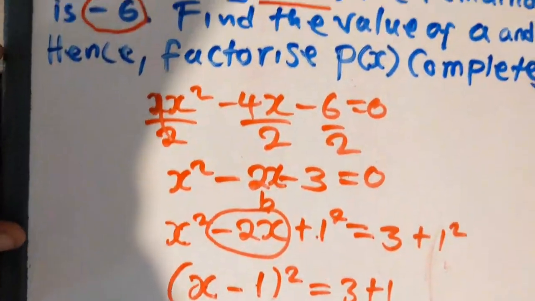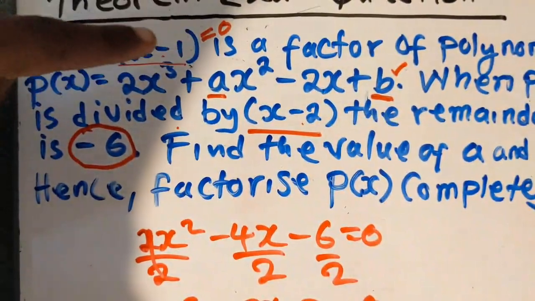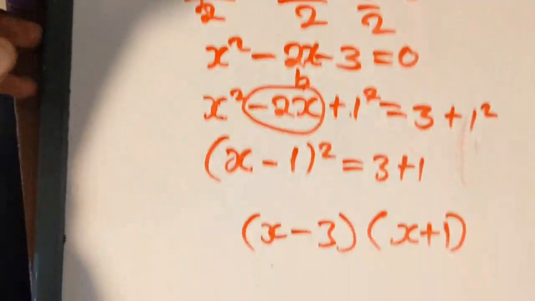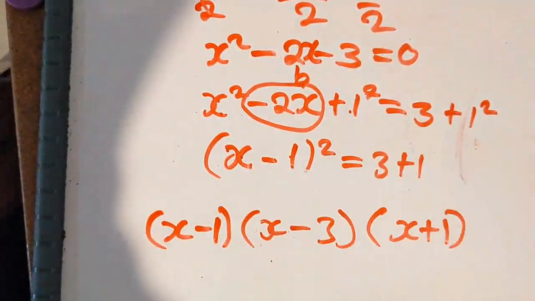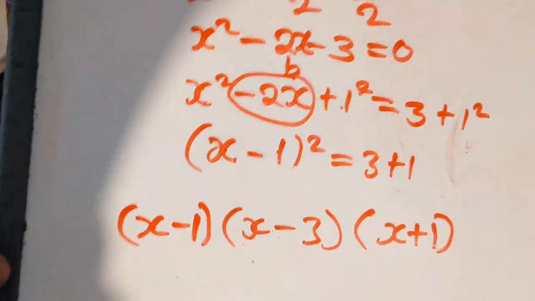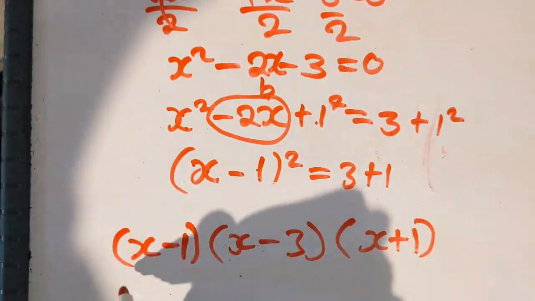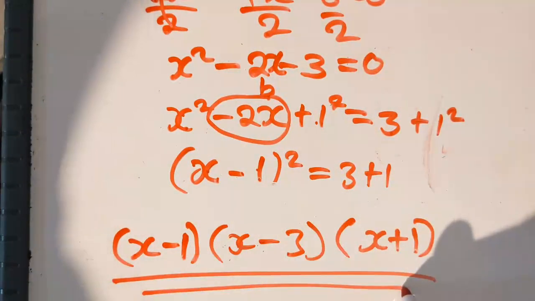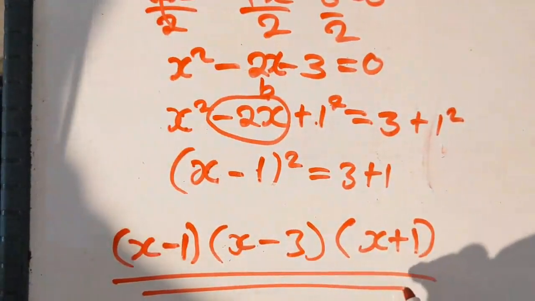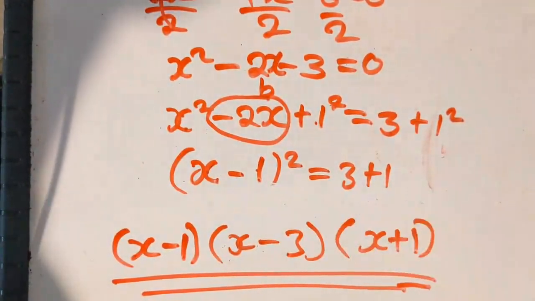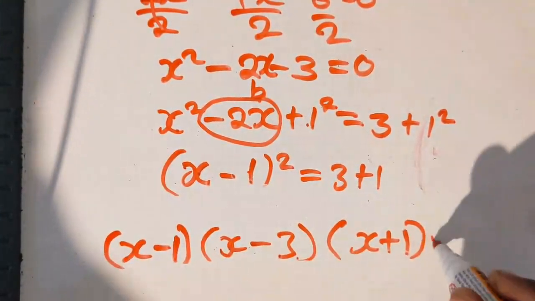We were given at first that this one is a factor of the polynomial, which is x minus 1. So we have x minus 1. These are the factors of the polynomial. When you're told to factorize it completely, this is what we are supposed to do. So we have factorized the polynomial completely. You can even prove it if you want. So I'm done, this is just the answer.